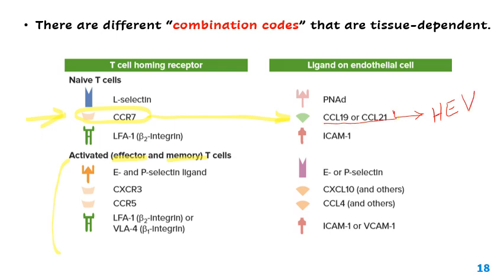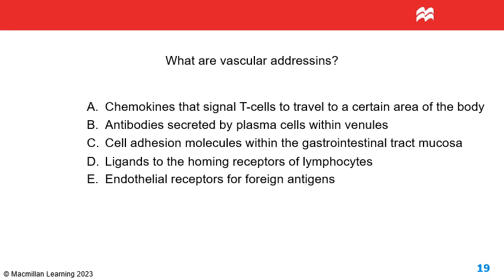CCL19 and CCL21, those are trademarks of your high endothelial venules. That's the zip code for your cell that there is a lymph node right behind it. Okay? So this is the idea of homing and using those zip codes to direct the traffic of those T cells.